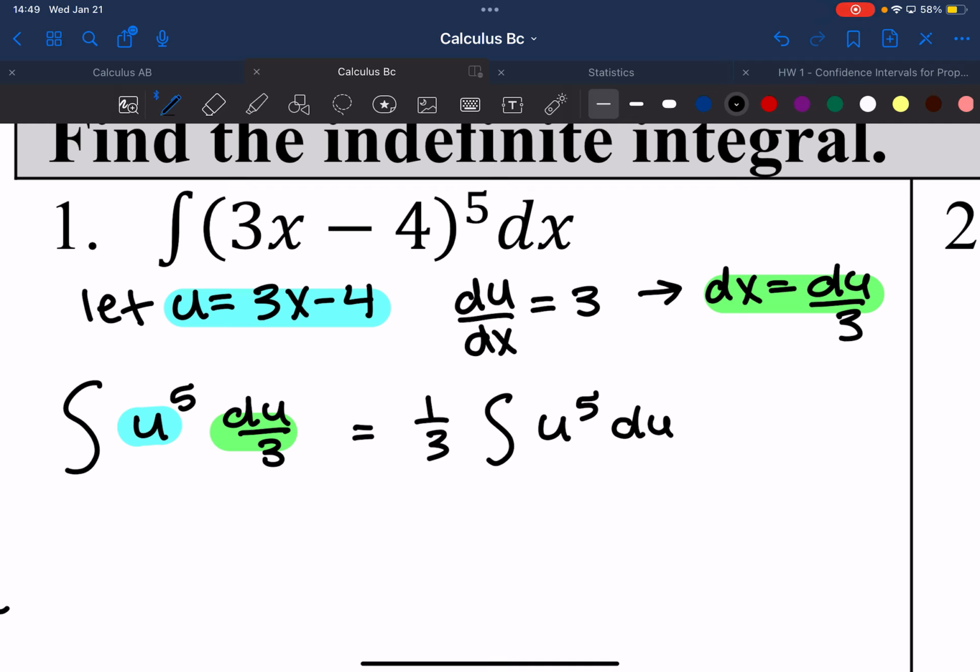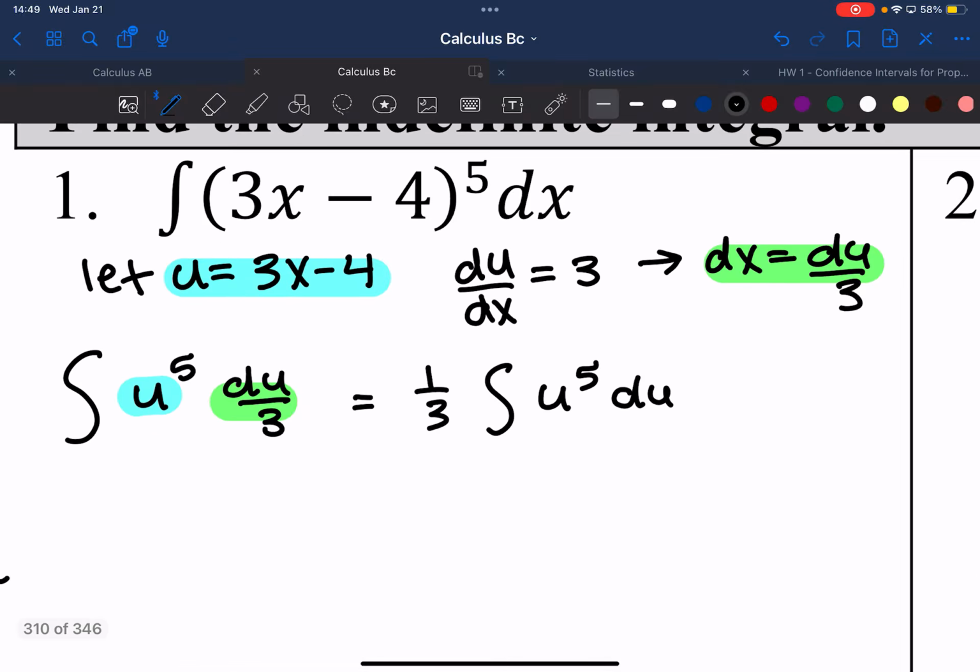It is much easier to find the antiderivative of u to the 5th versus the antiderivative of 3x minus 4 to the 5th. So what would be the antiderivative? u to the 6th power divided by 5? Close, divided by the 6, yes. So 1/3 u to the 6th divided by 6 plus c, right? Because in the original function, we don't know if there was a constant that went away when we took the derivative. So we always do that plus c. The du is gone. We took the antiderivative.